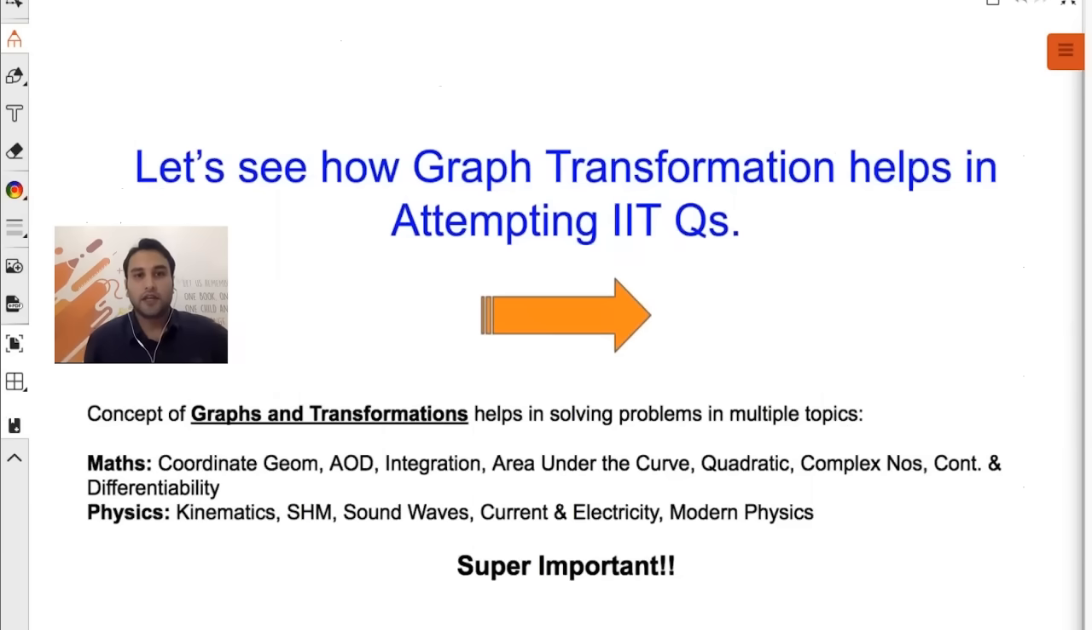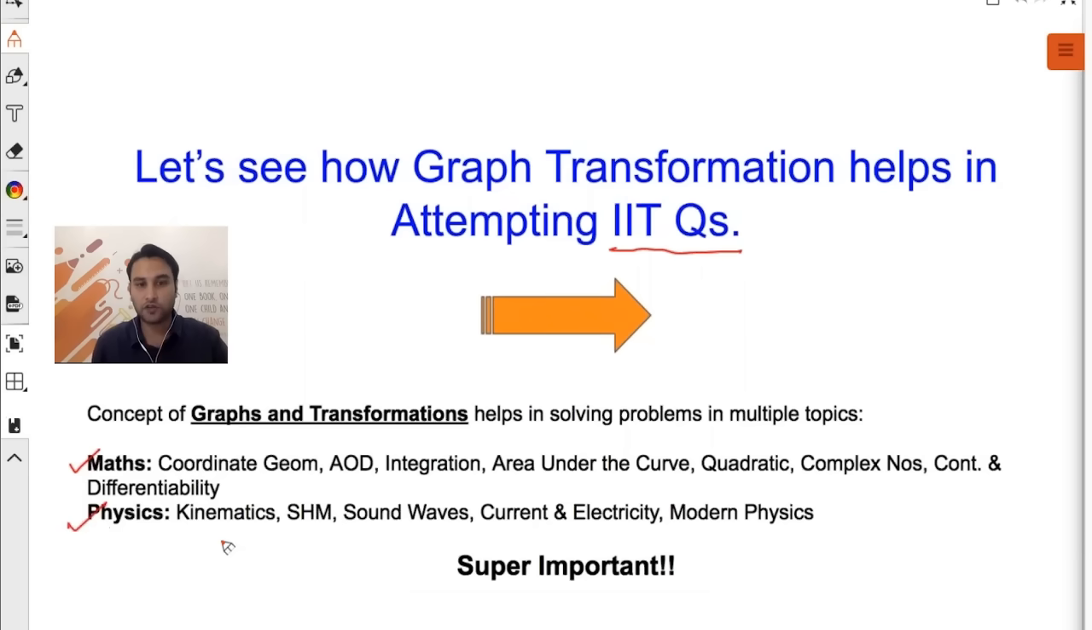Let's look at it. Now let's see how graph transformation helps in attempting IIT questions. But before that, guys, a quick context. This entire chapter of functions is super important for IIT. Problems from this chapter itself will constitute around 8 to 10% of the IIT JEE paper, mains and advanced both. In maths, functions and graphs are applied in coordinate geometry, application of derivative, integration, area under the curve, quadratic, complex numbers, and continuity and differentiability.